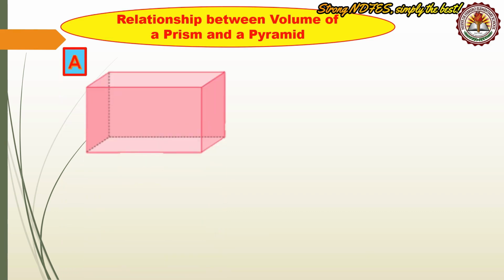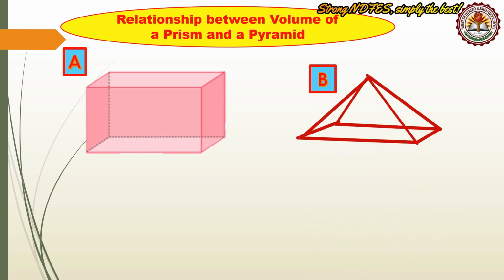This is a rectangular prism. As you can see, its bottom part is a rectangular shape, and all other surfaces are rectangles too. On the right side, we have a rectangular pyramid. Why is it called a rectangular pyramid? Correct! It is because it has a rectangular shaped base, and the rest of its surfaces are all triangles.